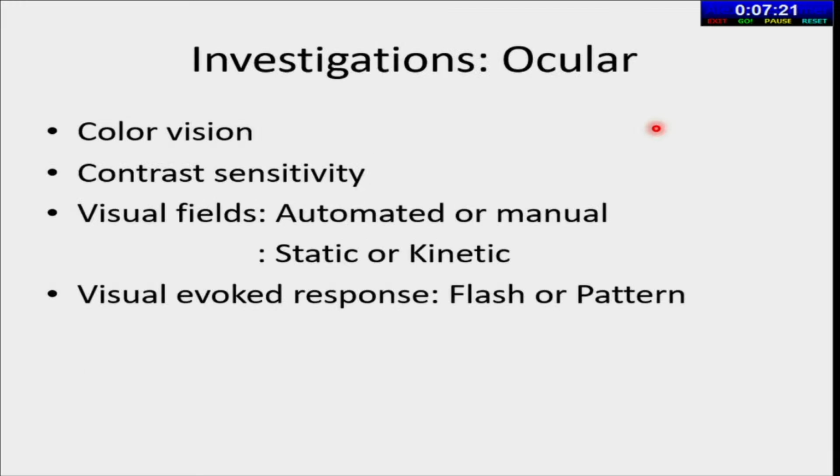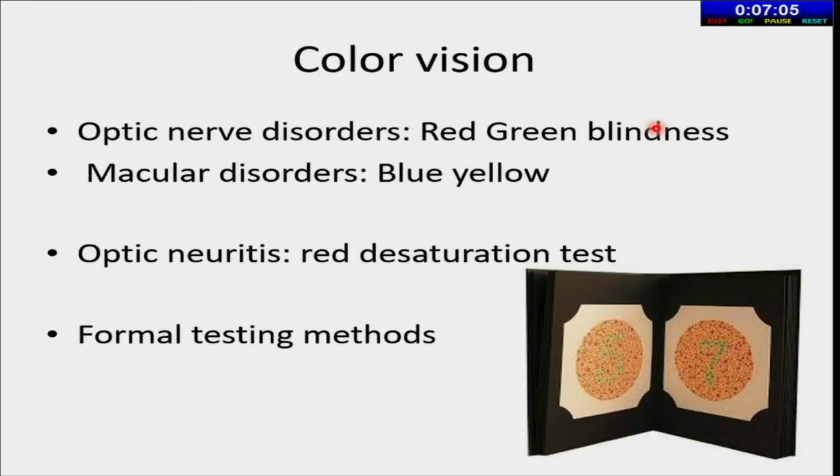In investigations, from a neuroophthalmology standpoint, there are some investigations that you can do easily at the bedside or in your clinic itself. That's the color vision and the contrast sensitivity. There are some which will require further evaluation, such as the visual fields, the optical coherence tomography, or the visual evoked response. So color vision, you can use a standard Ishihara chart, but there are different forms of color vision testing.